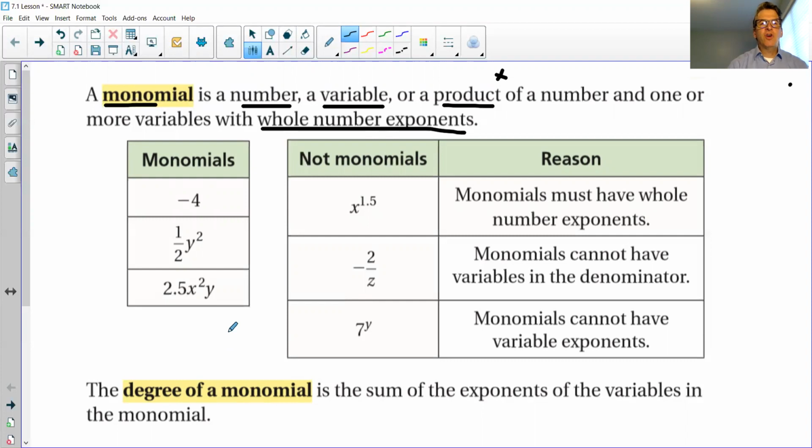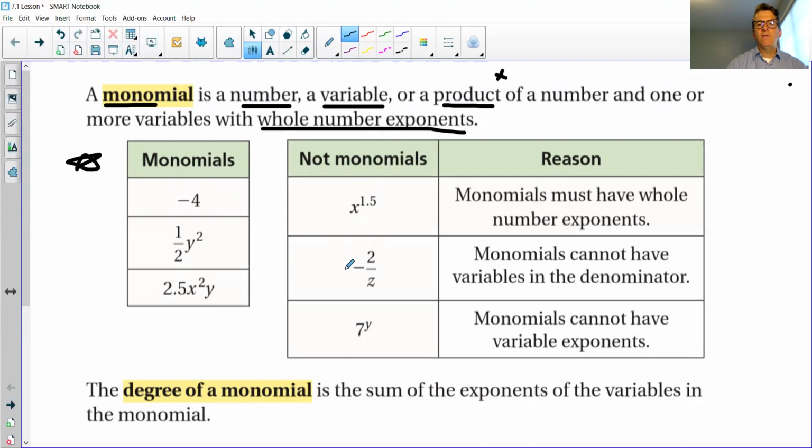Okay, so we've got a little chart here of monomials. Let's talk about what are not monomials. For instance, this is x to the 1.5. This is not a monomial, because monomials must have whole number exponents. This exponent is 1.5. It's a decimal, not a whole number. It's got to be a whole number, and so this is not a monomial.